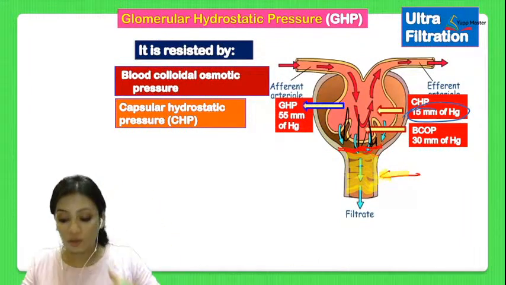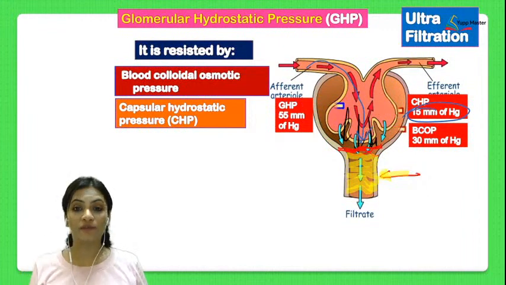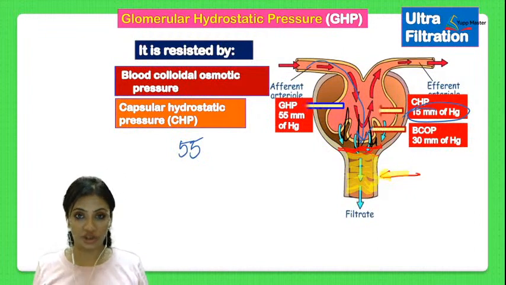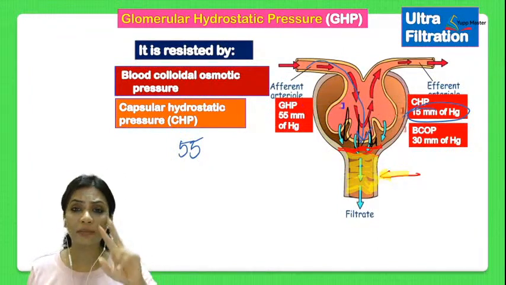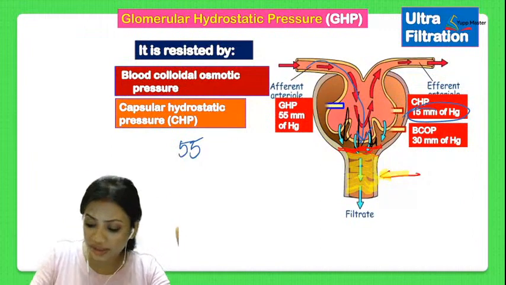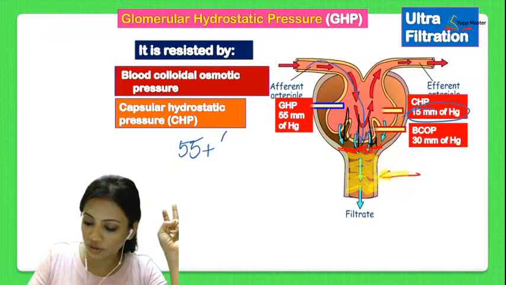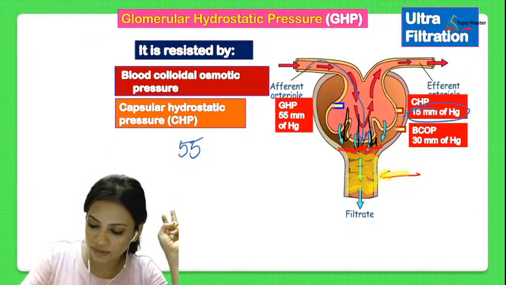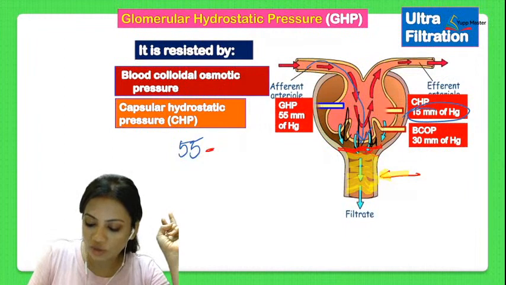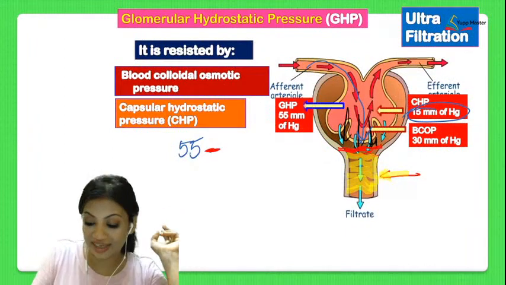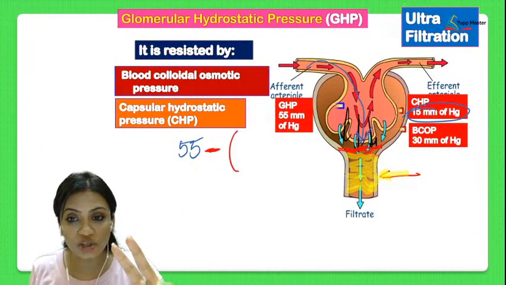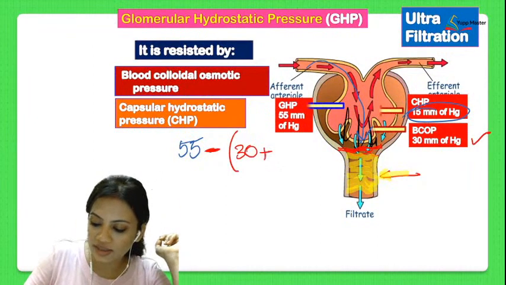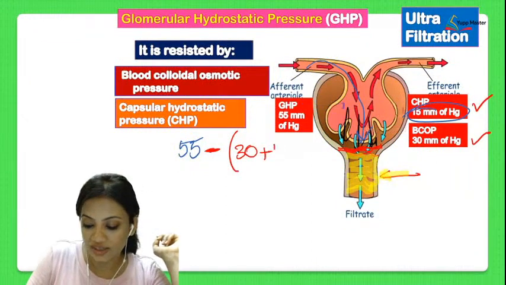So, when blood wants to come down and be filtered, how much is it coming at? At a rate of 55 mm of Hg. But it is being resisted by two pressures. One pressure is the BCOP. Remember that? Alright, let me just erase this. Okay, so this is going to be resisted, meaning it is going to stop it. That's why I'm putting a minus. Which are the two pressures stopping it? One is the BCOP, that is 30. And the second one is the capsular hydrostatic pressure, that is 15.